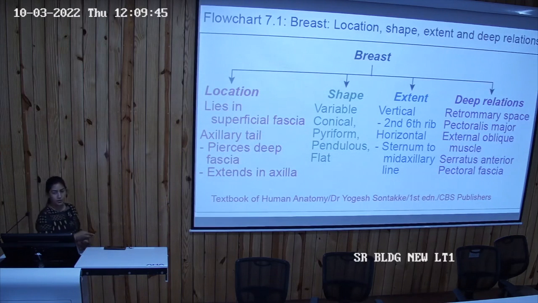Just a revision of the points that we have done. Location. You will have to read. I am not going to read it, read it yourself. Location is the superficial fascia. The axillary tail of Spence is piercing what fascia? Deep fascia. And that foramen is called the foramen, and the portion of the mammary parenchyma that goes to the axilla is called the tail of Spence.